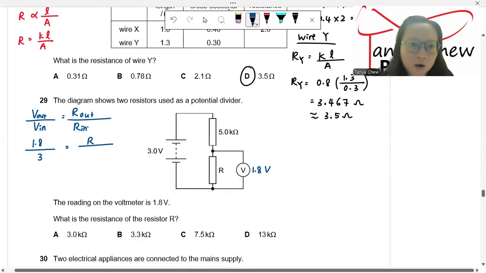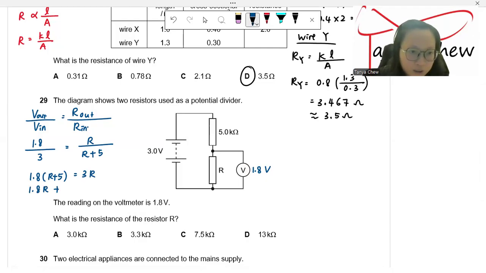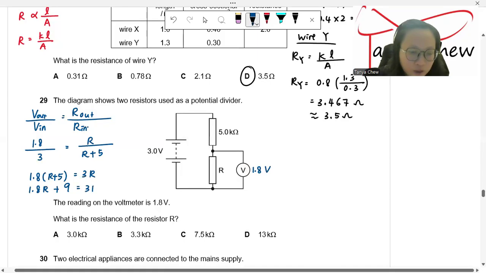This is R plus 5 kilo ohm. I don't have to change the kilo ohm to ohm because all the choices A, B, C, D are all in kilo ohm. Now cross multiply, I have 1.8 times (R plus 5) is equal to 3R. Work it out. So this is 1.8R plus 1.8 times 5, which is equal to 9, is equal to 3R. Now I continue here.